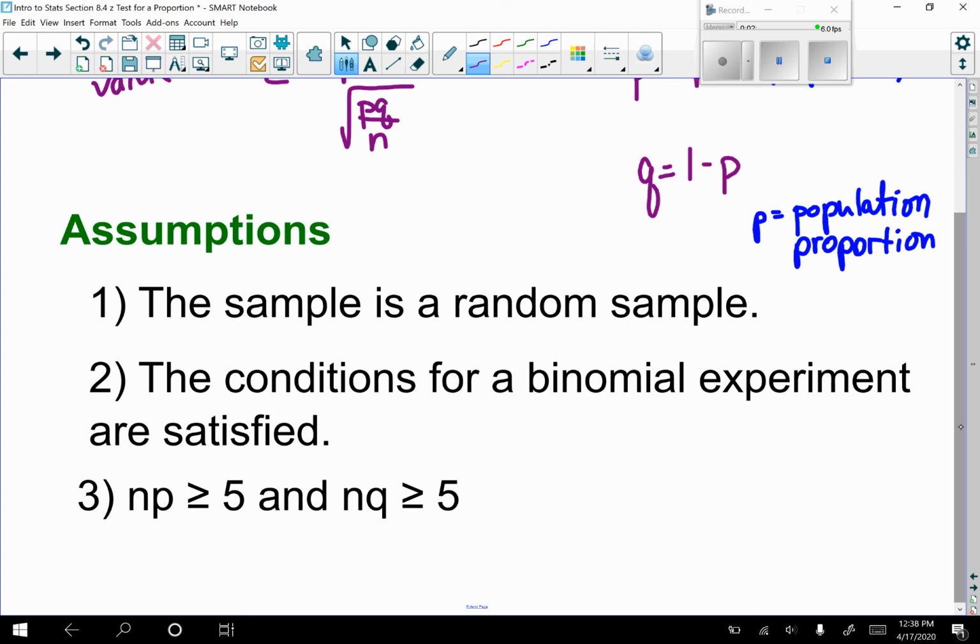Here we always have assumptions. The first one we keep seeing time and time again is that the sample should be a random sample. In this case, because we're dealing with proportions, the conditions for a binomial experiment must be satisfied. The third one, I don't focus too much on. We really just look at the first two that meets our needs. But all this is saying is that if we multiplied n times p and n times q, we would get a value greater than or equal to 5. If you explore more detailed or higher level stats courses, they will go over that.